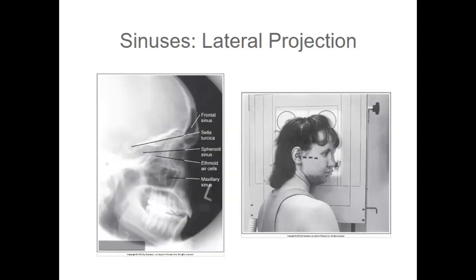For the lateral projection of the sinuses or facial bones, the zygoma and greater wings of the sphenoid are at the center of the exposure field. The frontal, ethmoid, sphenoid, and maxillary sinuses, greater wings of the sphenoid, orbital roofs, sella turcica, zygoma, and mandible are all included within the exposure field.